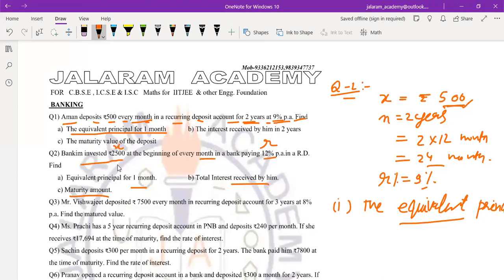Bankim invests rupees 2,500 at the beginning of every month in a bank, paying 12% in the RD, and let me make a correction: for a period of 3 years. Okay. So Bankim is depositing rupees 2,500 per month for a period of 3 years. Okay. So make the correction, right? A period of 3 years.